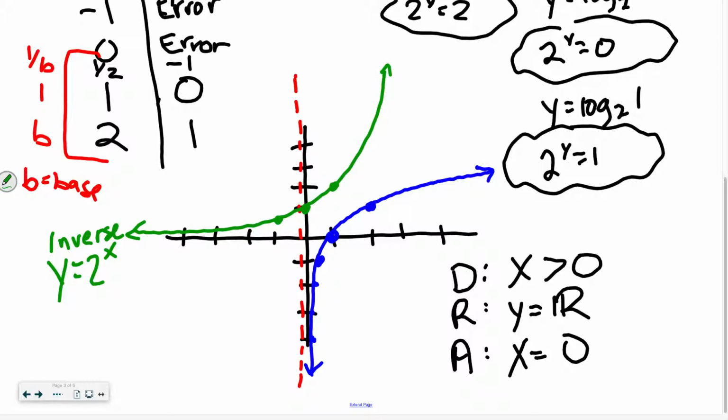How are those two graphs related? Reflection. Does anybody know over which line? Y equals x. Which makes sense because what do we do to make inverses? Switch x and y, so we're saying they're the same thing. Beautiful. Okay, so let's do one more, and then you'll have some time to work.